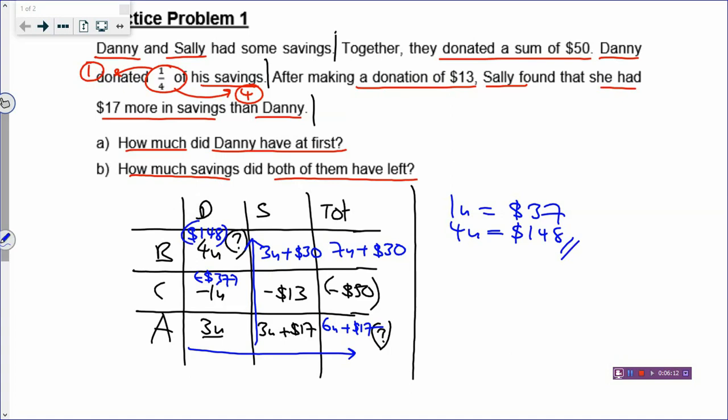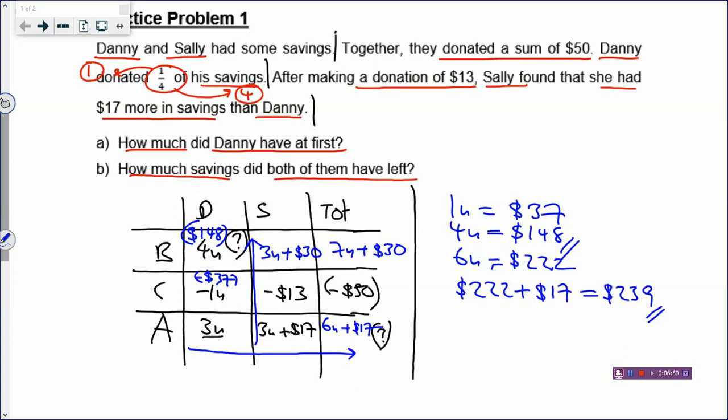You need to find how much they have all together in the end, which is the leftover. So you look at the leftover, which is 6 units plus 17, right? Look at the total after. So 6 units will be 37 times 6. So 37 times 6, you will get $222, and then you plus another 17. So how much do they have all together left? You will have $239 left, which is their total savings left. Alright, and you solved your part A and part B already.